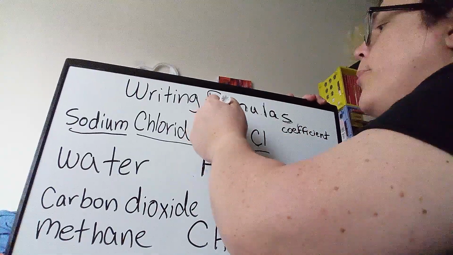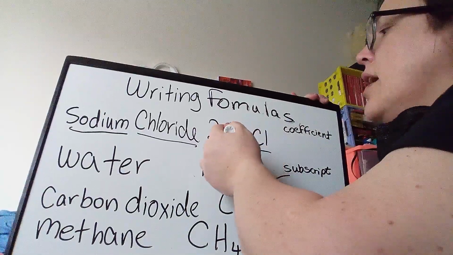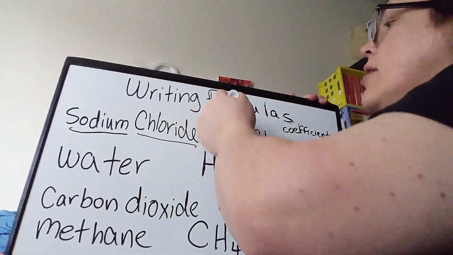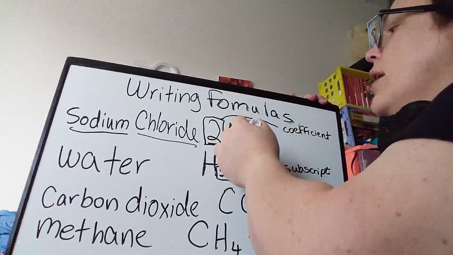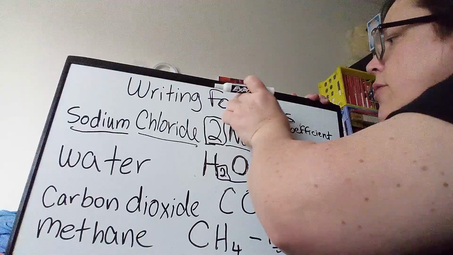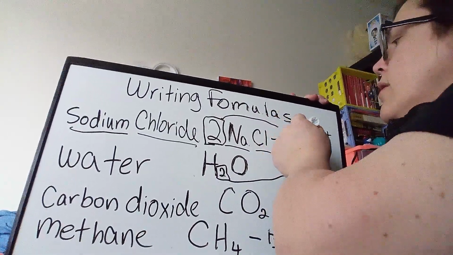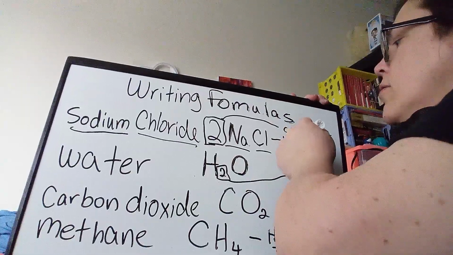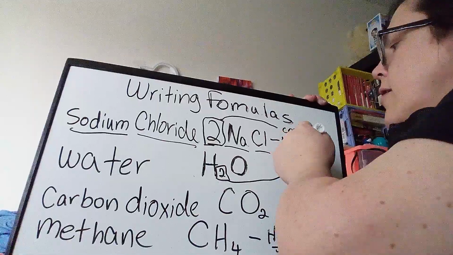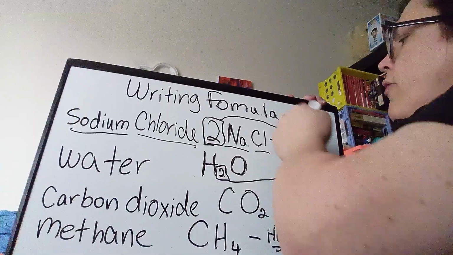However, if I put a 2 in front, now I change things, because this is called a coefficient, and now I'm saying that I have 2 formula units of sodium chloride. So I have sodium chloride and another sodium chloride. If I were to visualize this, I will have NaCl and NaCl. So now I have 2 formula units.